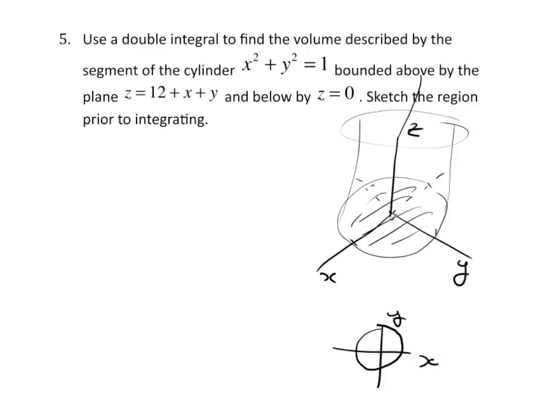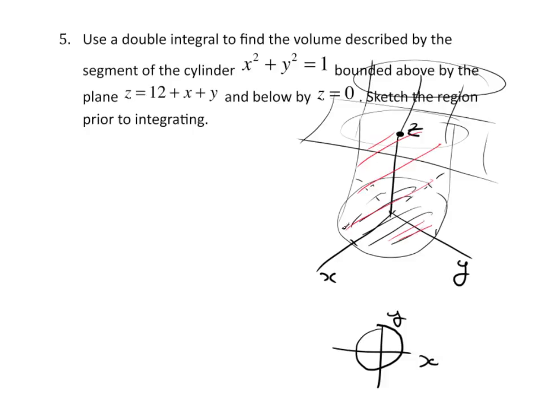Well, when x and y are 0, this is going to be 12. So there's some plane up here that's going to cut this thing. And even though the cylinder will continue on, I'm just looking at where the plane cuts through the cylinder between this point and the xy plane. So I'm looking for the volume that will be represented in here. That's really what I'm talking about.